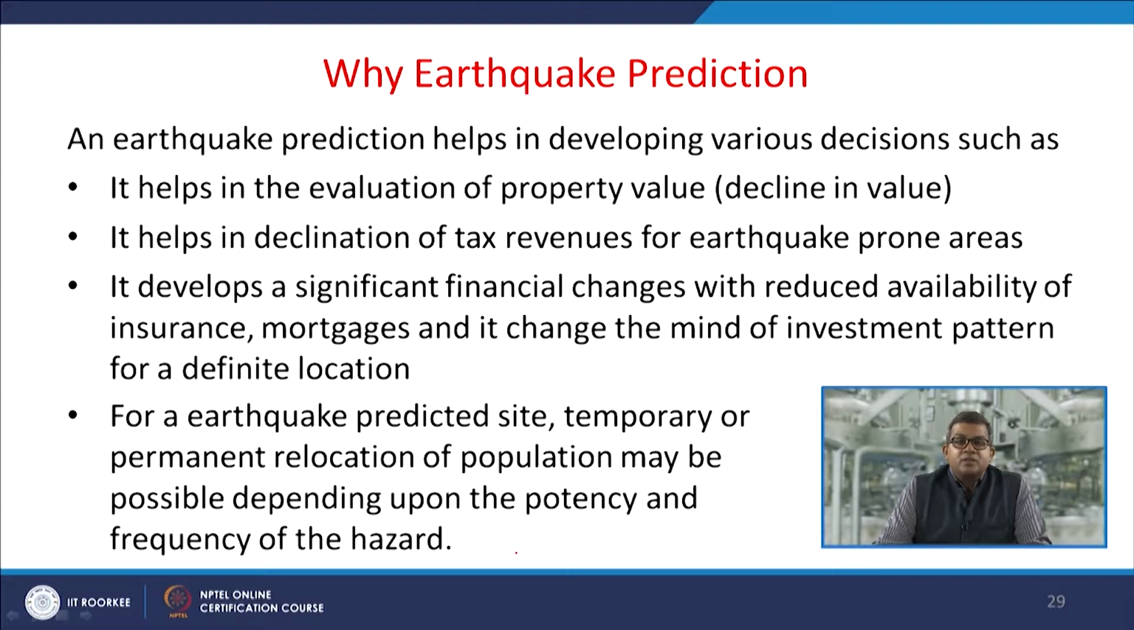Why the earthquake predictions? An earthquake prediction helps in developing various decisions, like it helps in the evaluation of a property value, sometimes decline in value, and if your establishment is in the earthquake free zone, then definitely you may see certain appreciation in the value. Now, it helps in the declination of the tax revenue for the earthquake prone area. It develops significant financial changes with the reduced availability of insurance, mortgages, and it changes the investment pattern for definite locations, etc. For an earthquake predicted site, temporary or permanent relocation of a population may be possible depending upon the potency and the frequency of this hazard.